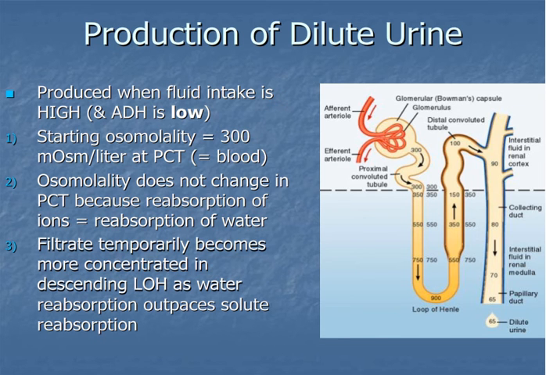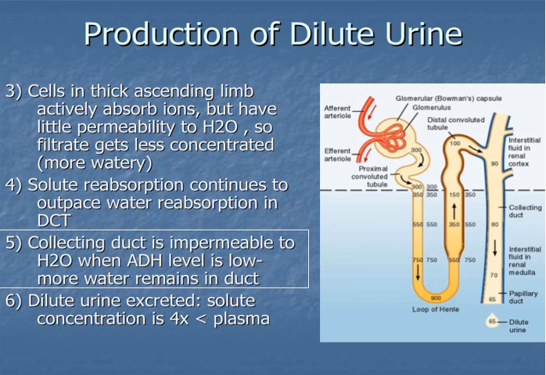and without any aquaporins, the fluid that leaves the body is going to be around 65 milliosmoles per liter, and that's going to be about 1/5 the osmolality of normal blood. And so in this case, you're going to produce a urine that has 1/5 the solute concentration of normal blood plasma.